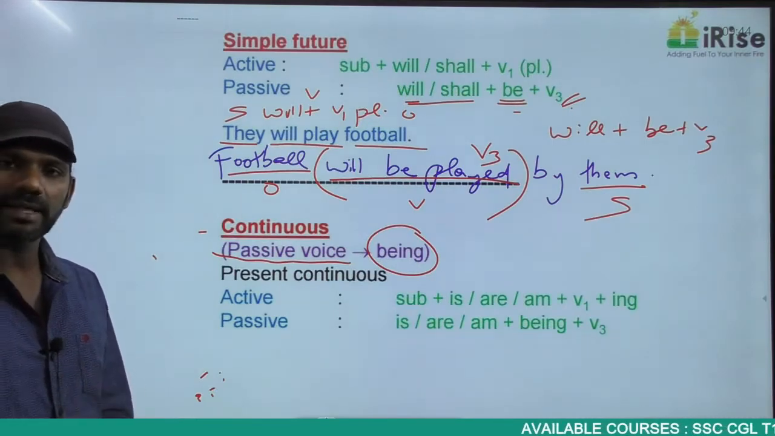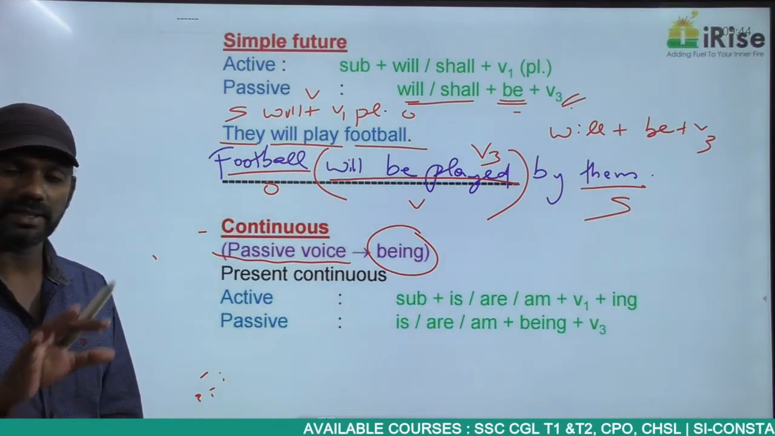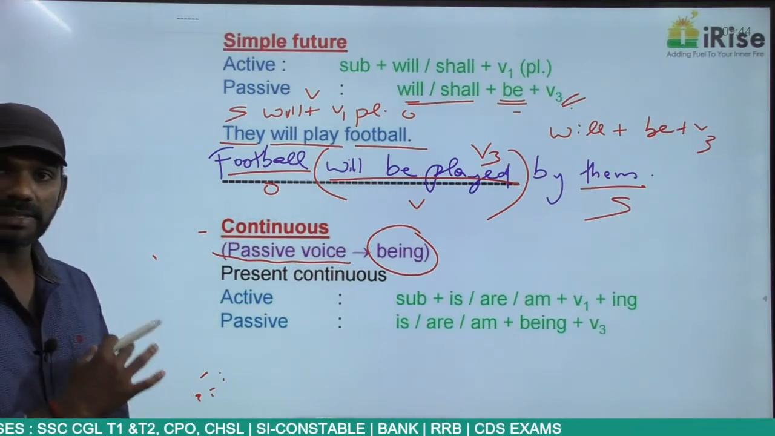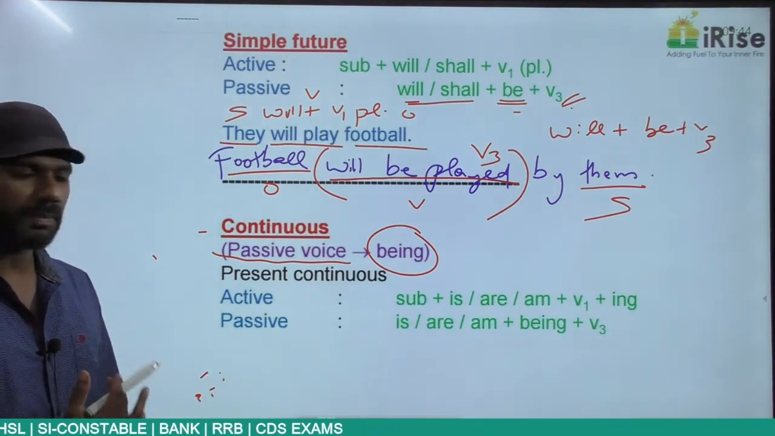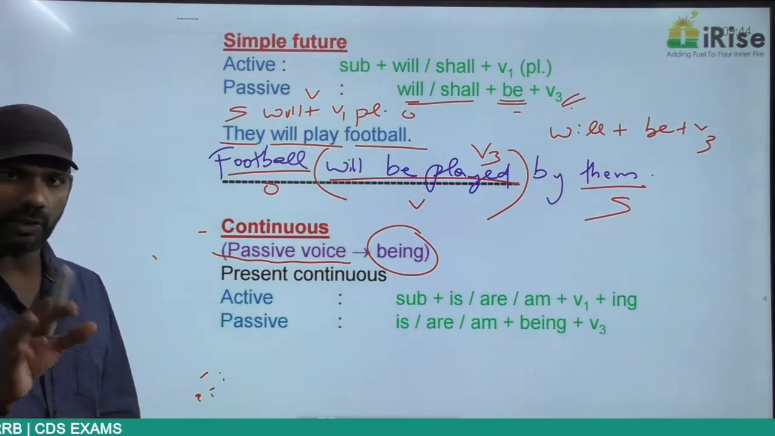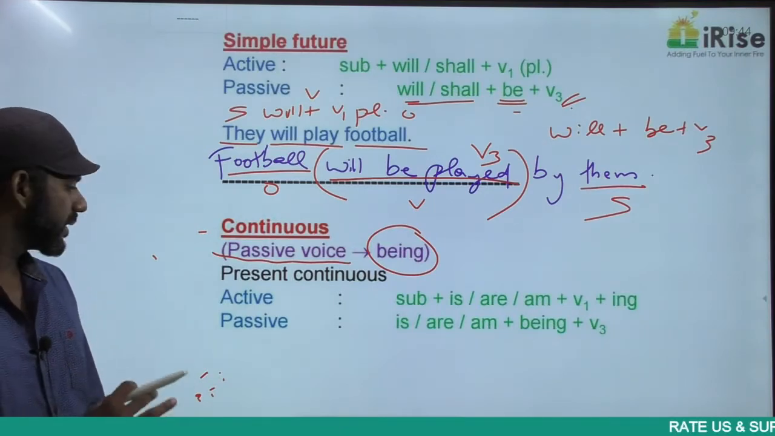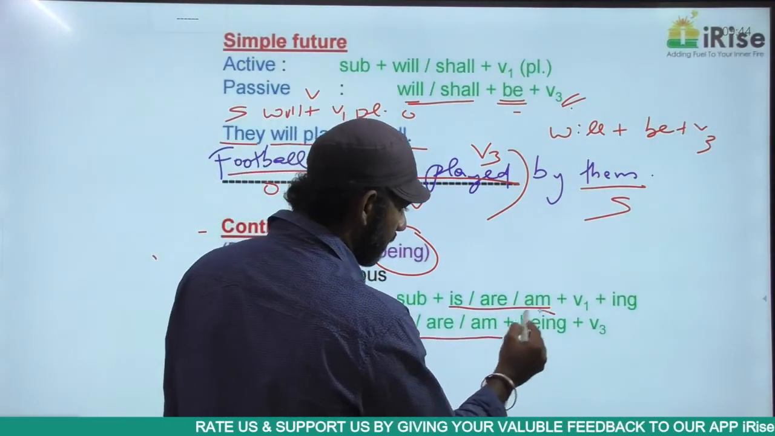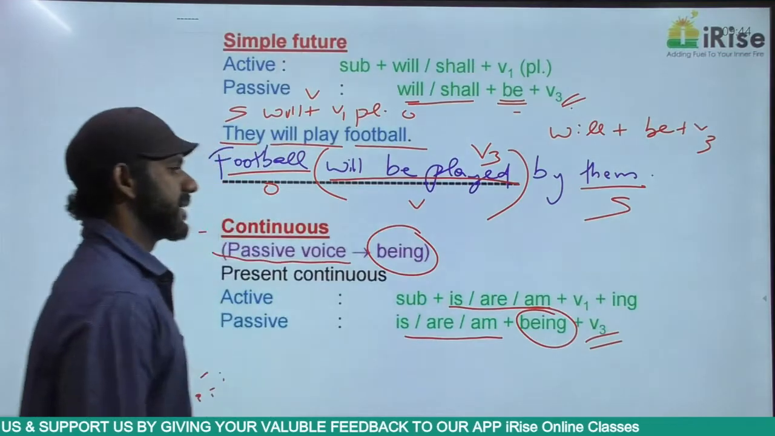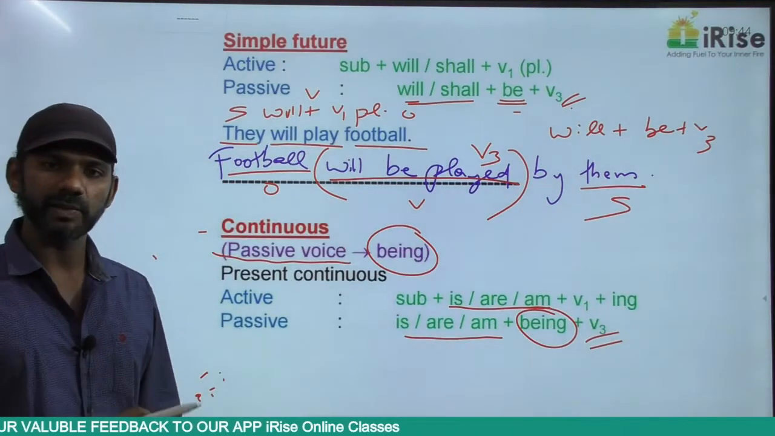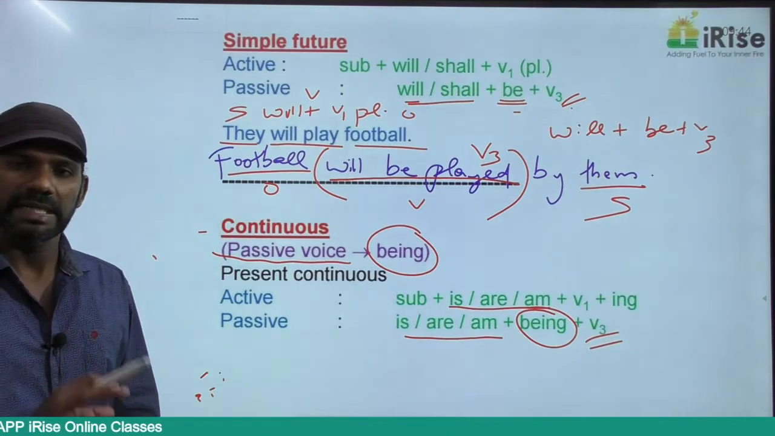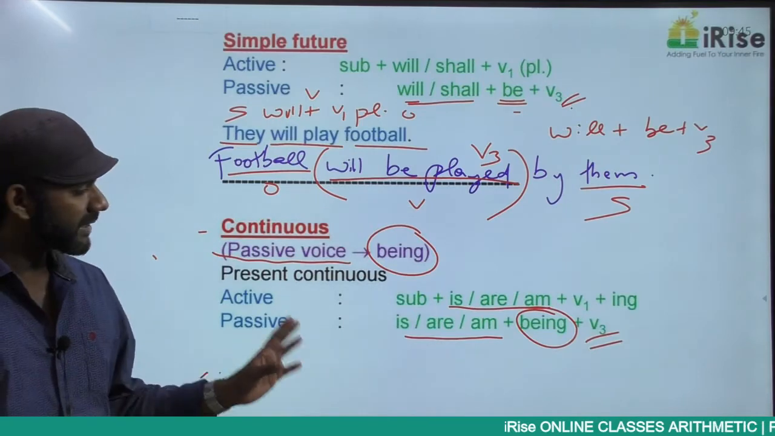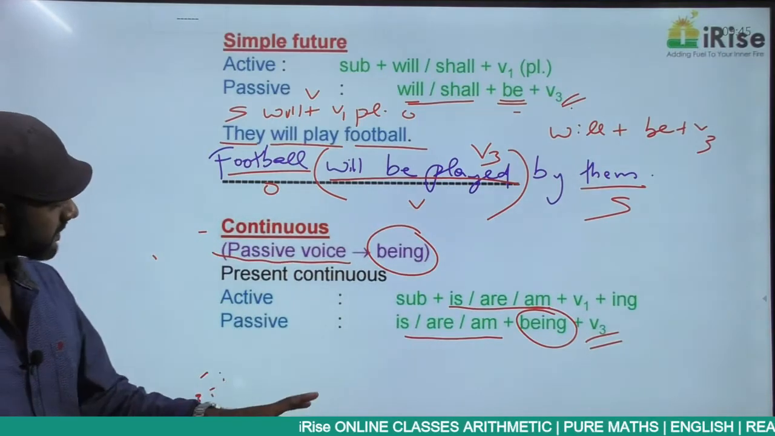Now come to the first one, present continuous. The structure of present continuous in the active voice, we discussed in the topic tenses: subject plus is, are or am plus V1 plus ing. You know this. The structure of present continuous in the passive voice is is, are or am plus being plus V3. So if a present continuous tense is in the passive voice, it must be in this structure: is, are or am plus being plus V3.